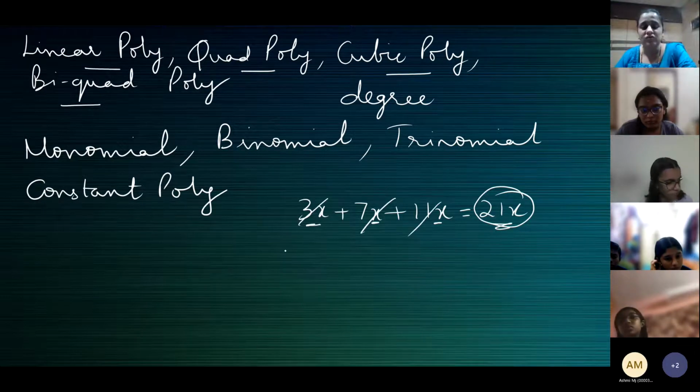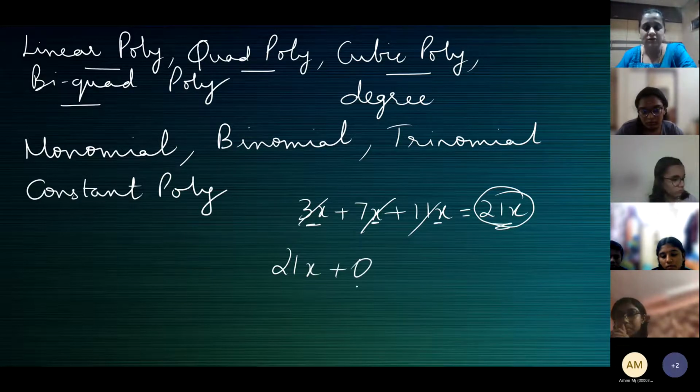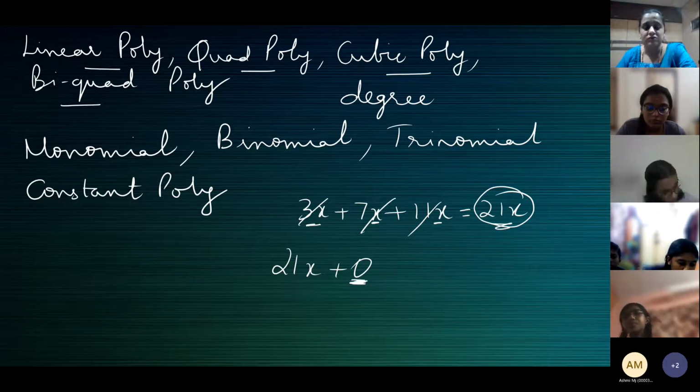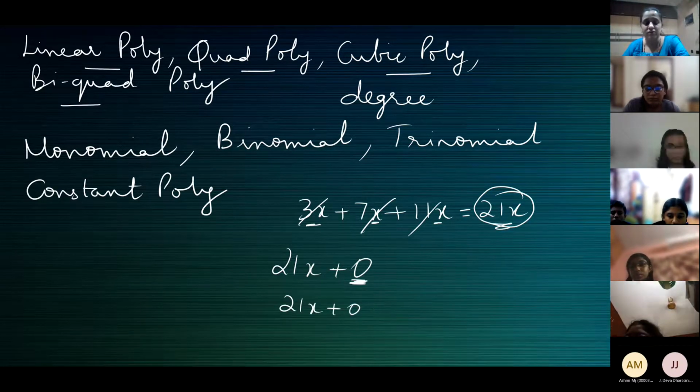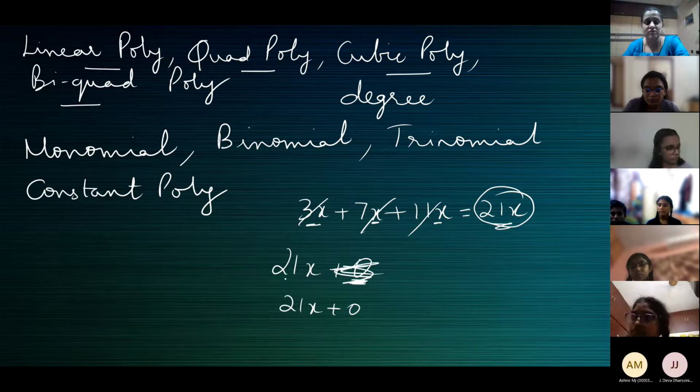Again, if you have 21x plus 0, this is not a binomial, because a binomial needs 2 non-zero terms, and this is a 0 term. So 21x plus 0 is not a binomial. You just have to remove this, and there's only one term. It's a monomial.